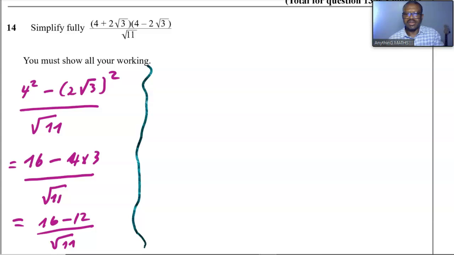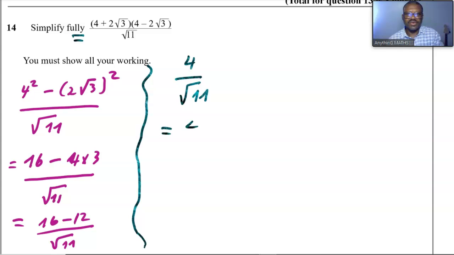And it's going to be 4 root 11. We are not done yet. We're supposed to simplify fully. We don't want this root 11 to be here. This is a tricky question. So we want to rationalize, though we've not been told directly to do so. Because of the word simplify, we want to do that.